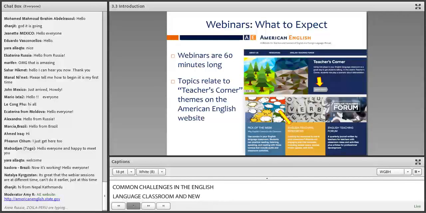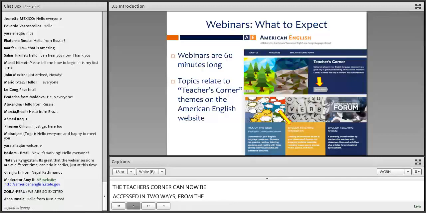You may notice that the American English website has a new organization scheme. The Teacher's Corner can now be accessed in 2 ways, from the rotating feature at the top of the homepage or through the English Teaching Resources section, both of which are highlighted by the yellow arrows that you see.